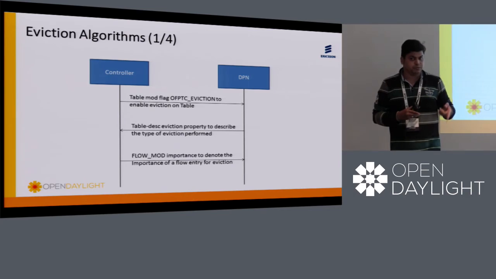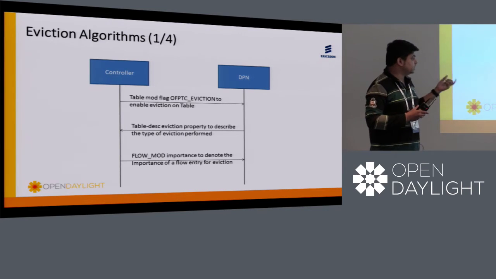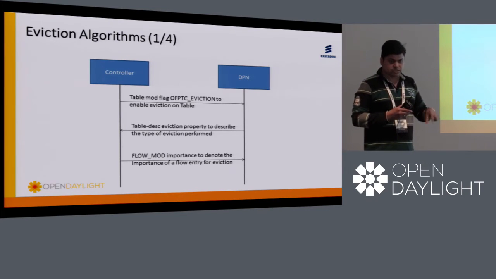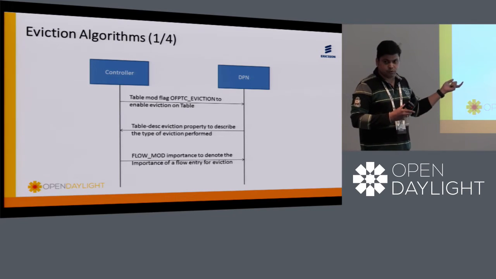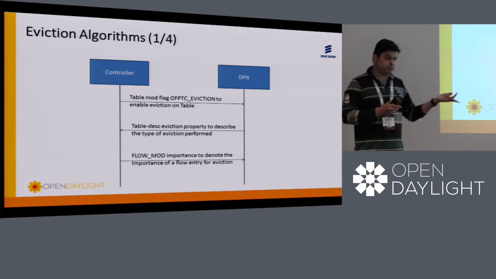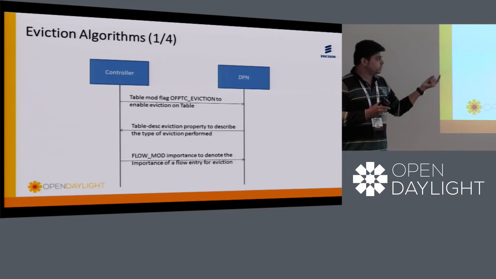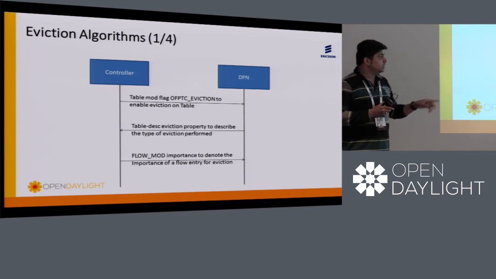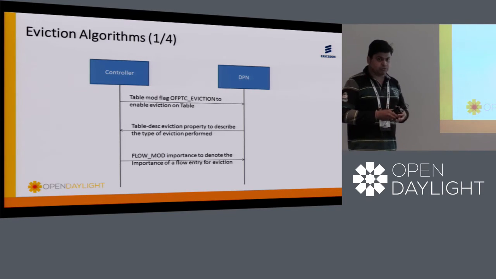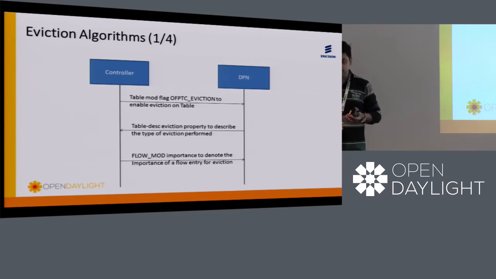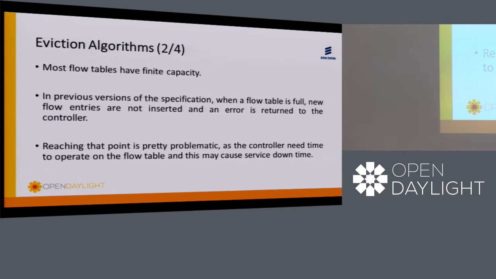OpenFlow 1.4 spec says there is a short value which can be added to a flow structure which says the importance of a flow. This importance is different from the priority. So based on this importance, we can evict the particular flow from the switch. We'll get to see more on this importance flag. So this is just a description.